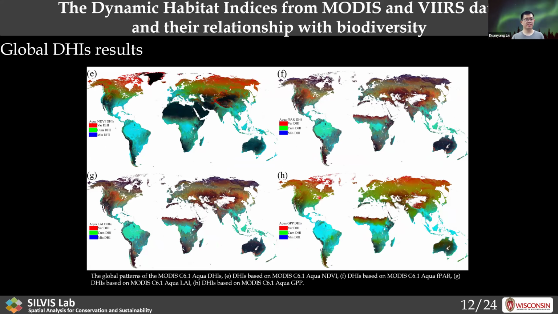And here are the DHIs from the other 4 vegetation products based on the MODIS Aqua satellite. And generally, those DHI maps show similar distribution patterns. Notably, in the DHI based on FPAR, LAI, and GPP products, the non-vegetation or low vegetation areas, such as Greenland, North Africa, or the Qinghai-Xinjiang plateau, are masked out.